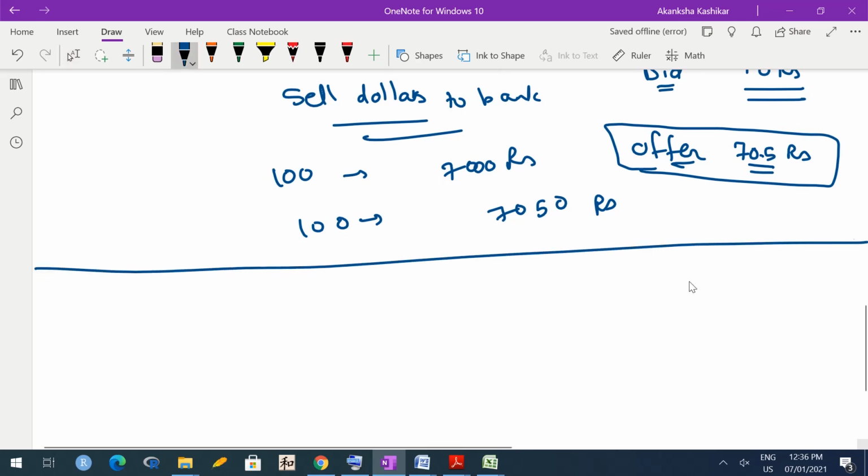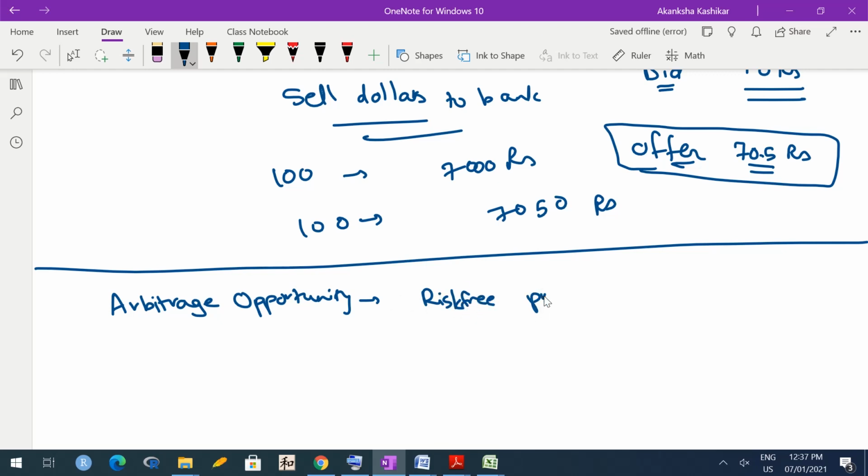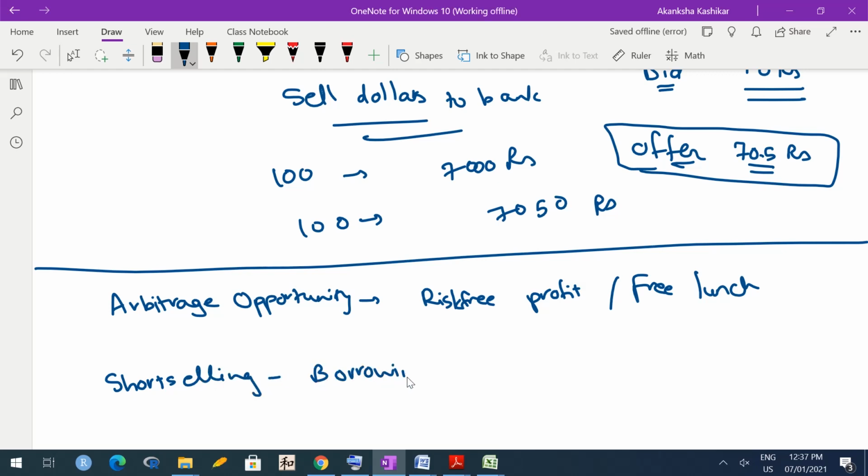Now, two more terms we want to see. First term is arbitrage opportunity. So what is an arbitrage opportunity? Arbitrage opportunity is an opportunity in market of getting risk-free profit. Okay, risk-free profit. It is also known as free lunch. And another term is short selling. What is short selling? Short selling is borrowing an asset from someone and then selling it.